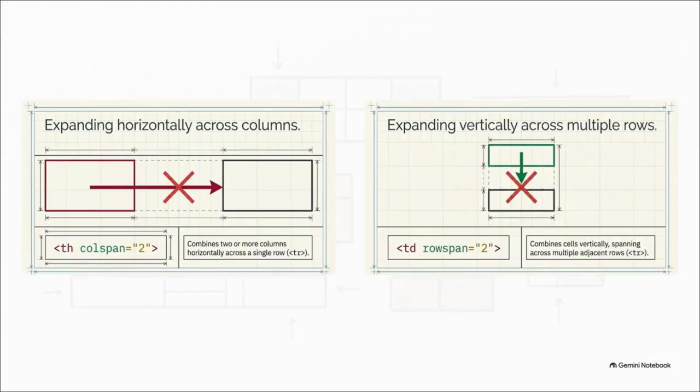Let's look at exactly how we pulled this off. On the left, expanding horizontally uses the attribute Colspan. It's combining columns horizontally, strictly within a single row tag.